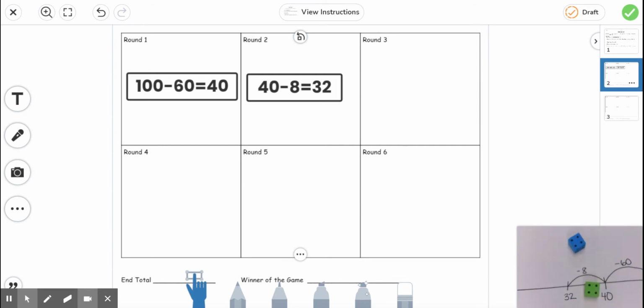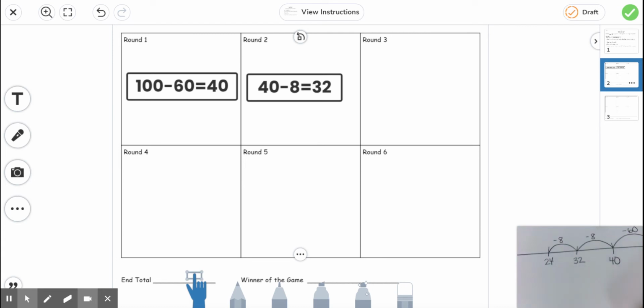I got 4 and 4 again. So I got another 8. So now I'm at 32, and I need to do 32 minus 8. Okay, 32 minus 2 would be 30. And then minus the 6 more, we would be at 24. So however you need to do that, work it out.